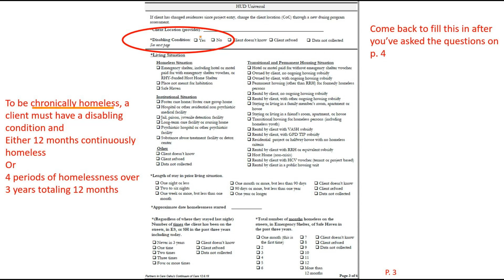And to be chronically homeless, a client must have a disabling condition. So the answer here must be yes. A client must have a disabling condition, and then there's also a time factor. They have to have been homeless for 12 months continuously, at least, or over the last 3 years, they had to have been homeless 4 times, totaling 12 months. Okay, I recommend pausing the video here and writing this down because it's really important to know. What I have is 4 periods of homelessness over 3 years, totaling 12 months. Okay, and we'll keep talking about this when we get to this part down here.